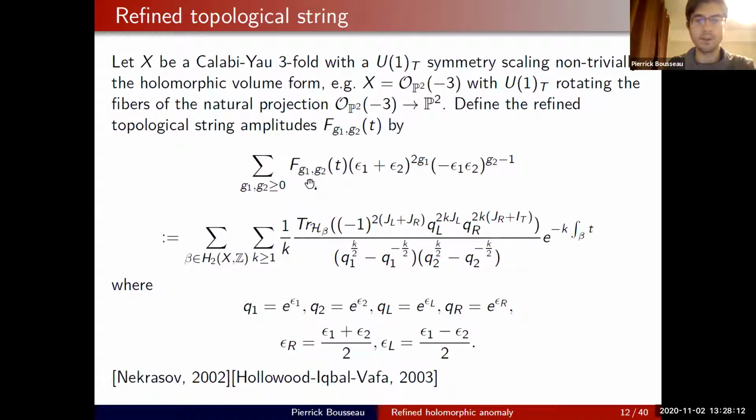So here I should stress the logic. Before, Fg of t was defined independently by topological string, and the connection with M theory was expressing Fg of t in terms of these BPS states. But now we refine the story at the BPS states level, and then by formal change of variables and expanding back, we define the amplitude Fg1, G2 of t.